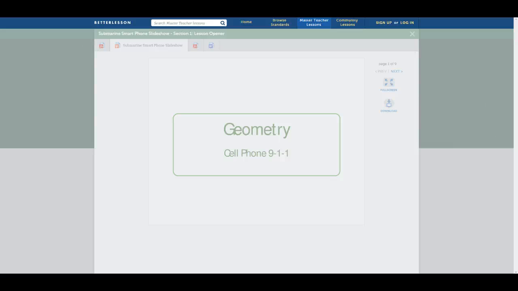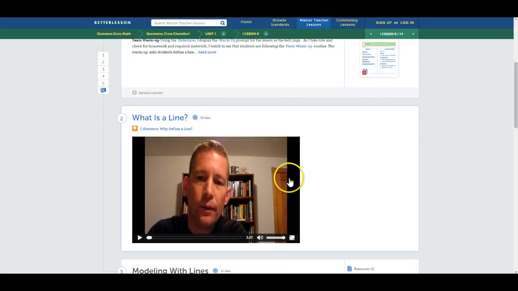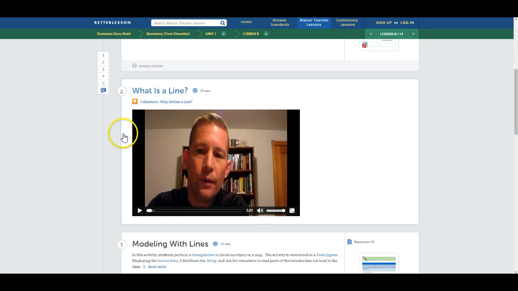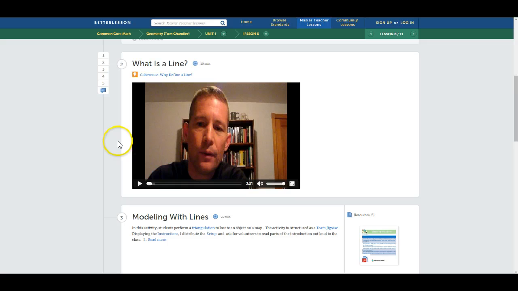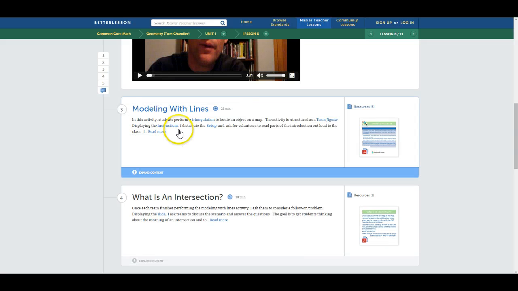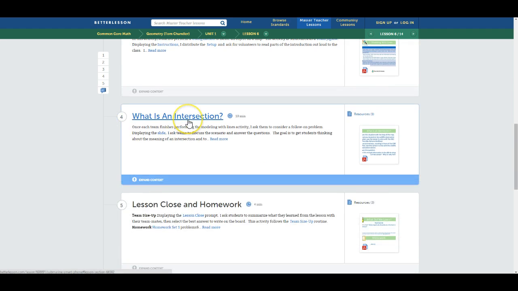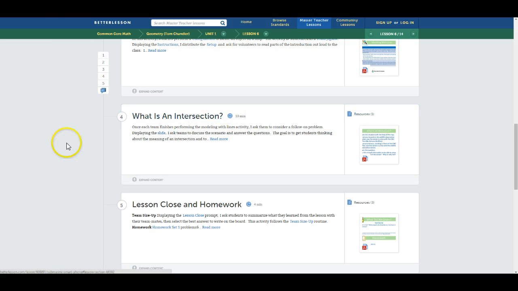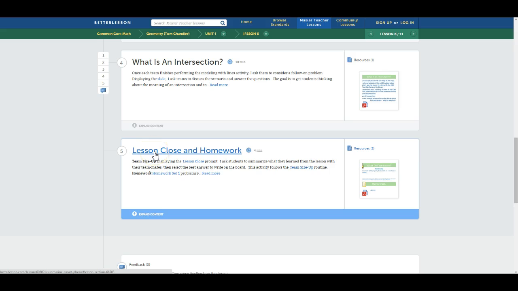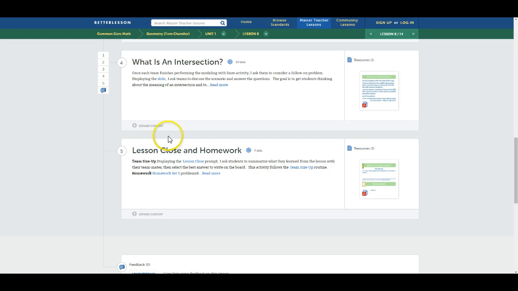If we go back to the overall lesson, we can see that there are other supports here. What is a line? And it gives us a timing, 10 minutes. Okay, and we have our interactive video here. Modeling, 25 minutes. All the resources that we need, 6 are in here. Extensions, what is an intersection? 10-minute activity with the resources here. And here, lesson close and homework, 4 minutes. Everything is nice and tight and put together.